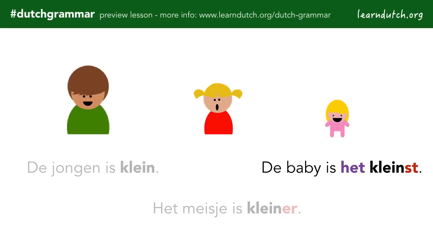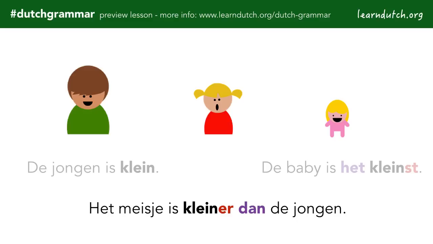If we make a comparison, we usually compare something or someone with something else. To say the girl is smaller than the boy, we say het meisje is kleiner dan de jongen. Here we use the word dan.